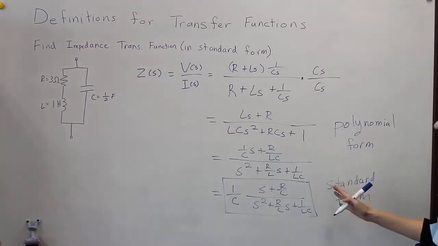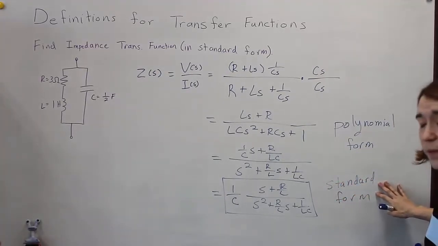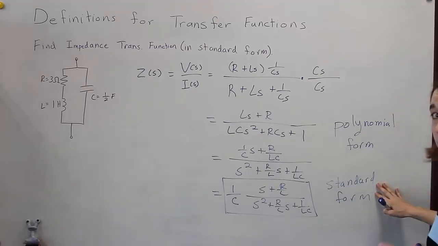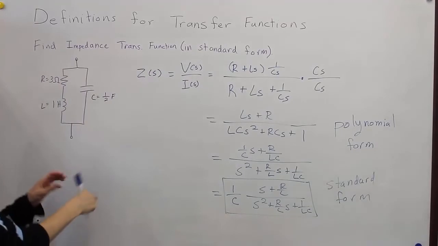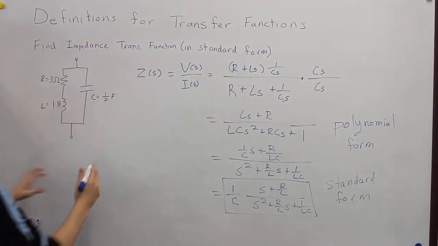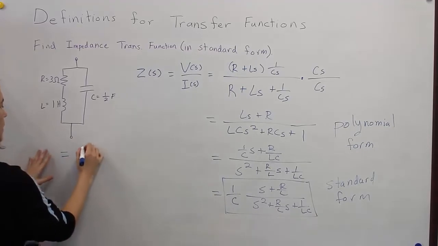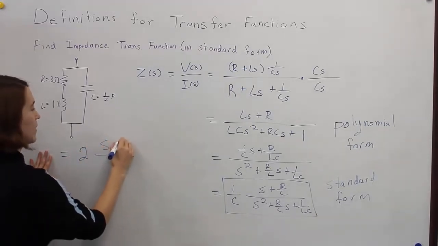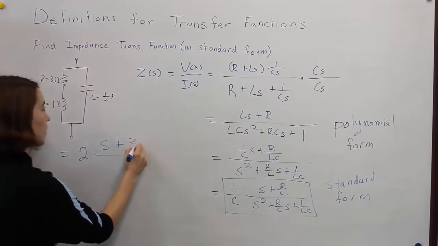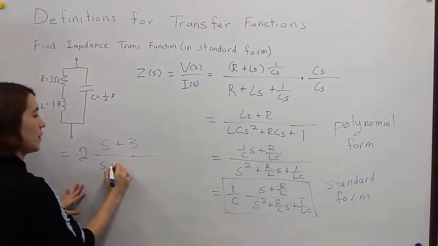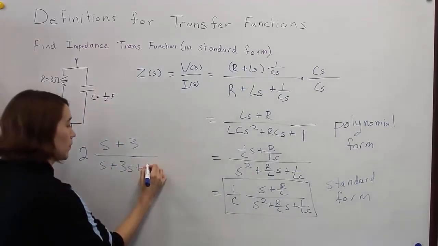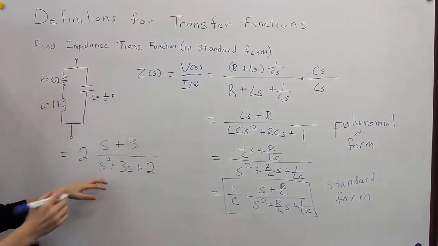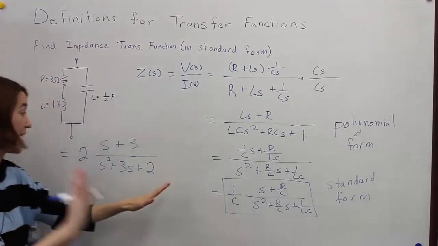Okay. And there's one more form that will be very useful as we go forward when we're looking at poles and zeros, and that's factored form. So we're going to go ahead and put these values into here real quick. Move over here on the board. So if we insert these values, we will get 2 multiplied by S plus 3 divided by 1 is 3, over S squared plus 3 again, S, plus 1 over LC is going to be just 2. I'm missing a squared. So this would be our numerical answer for this in standard form.